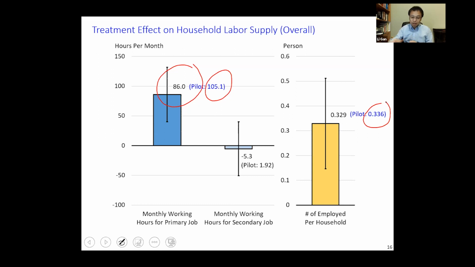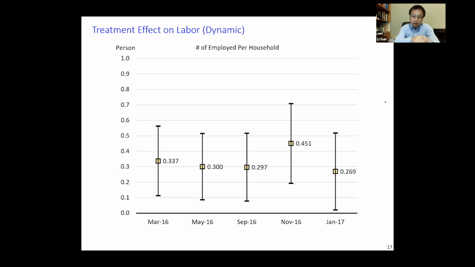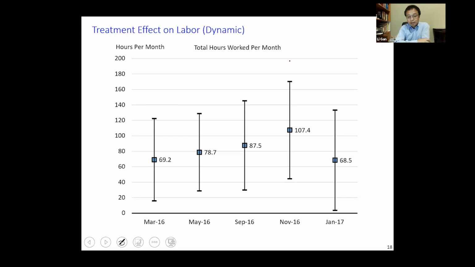And this is by monthly data, the dynamic effect. You can see that it's pretty stable. Number of employed per household increased by roughly 0.3 for March, May, September, November. January data has some variation, but not much, or statistically significant. And the total hours worked per month also increased significantly. So treatment has increased by 69 hours, 78 hours, et cetera.